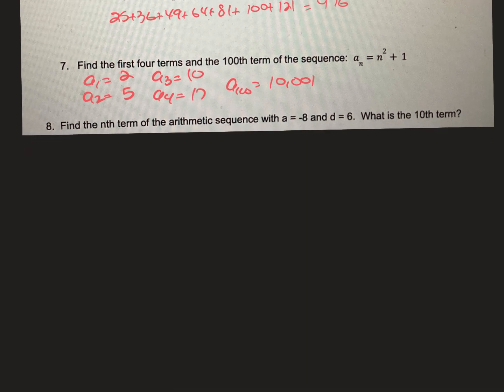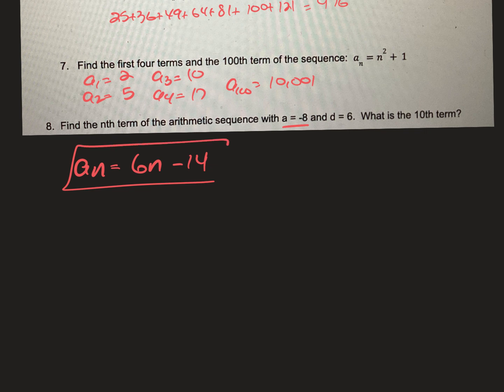Number 8, find the nth term of the arithmetic sequence where A, which means the first term, is -8 and D is 6. What's the 10th term? Okay, so here we go. The nth term, remember D goes in front of your N every time. And it says the first term is -8. What do you do to 6 to get the -8? You subtract 14. So there's the nth term.